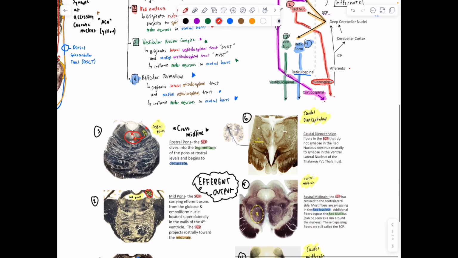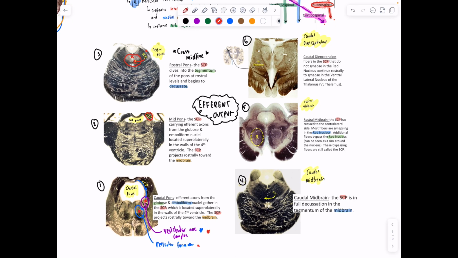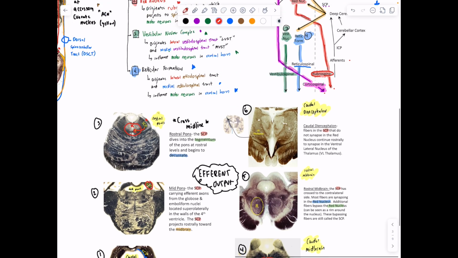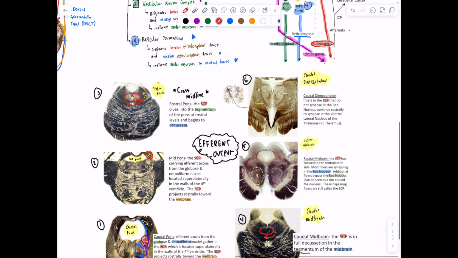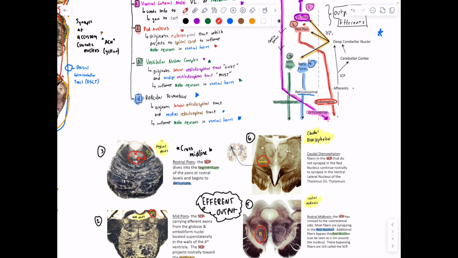split bilaterally. More caudal midbrain, so a little bit rostral to where we were just a second ago. SCPs, again, continuing bilaterally through the tegmentum of the midbrain, right, this whole region. And then further rostrally, we have rostral midbrain. You're going to get finally to the red nucleus, and then you can see that here. And you have some of these fibers are going to go basically just bypass the red nucleus, and they're going to go up to our ventrolateral thalamus.